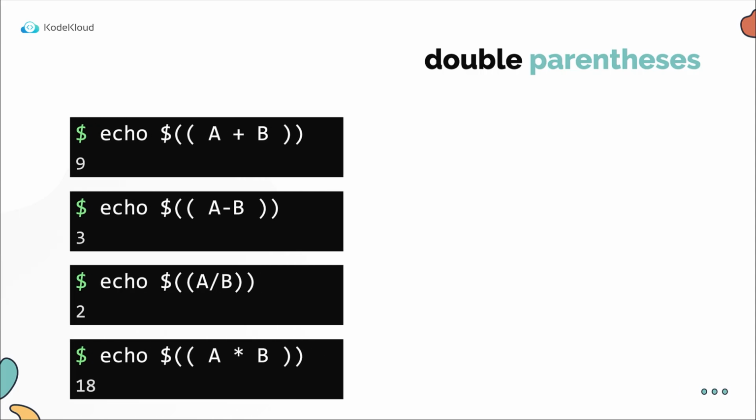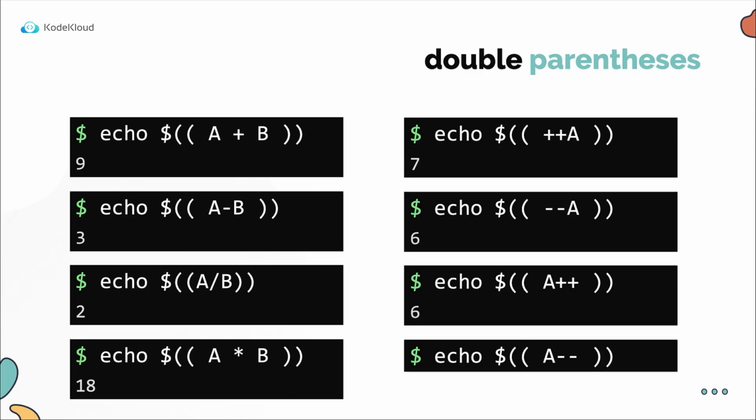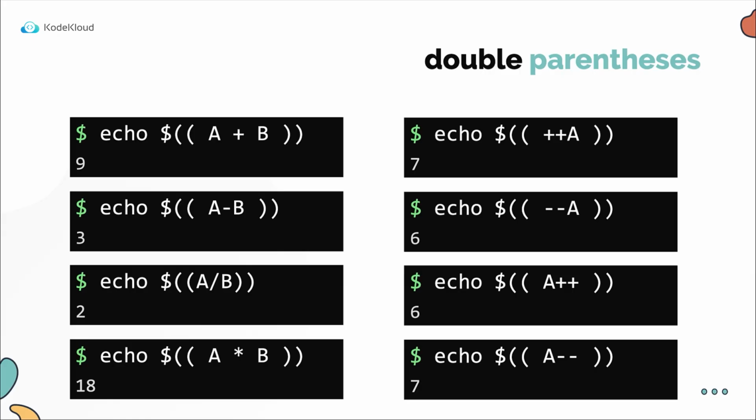You may also use programming language C style manipulation of variables, for instance, ++A to increment a variable and --A to decrement a variable. Note that A++ and A-- work just like in C, where the value of the variable is returned first and then incremented or decremented.